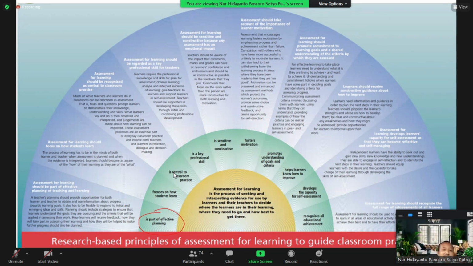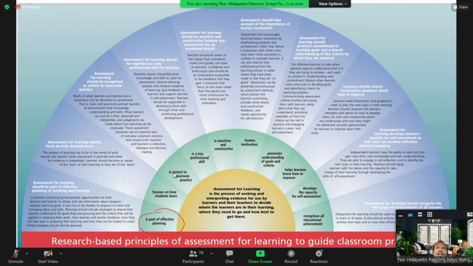And then the next one is assessment for learning should focus on how students learn. Remember, it's not only about the product, it's also about the process. Assessment is not only about final score, but it's also about the process. The next one, assessment for learning should be recognized as central to classroom practice. Yes, I do believe that all of you already do this in your classroom, and I'll say that 2 thumbs up for all of you who already do this.